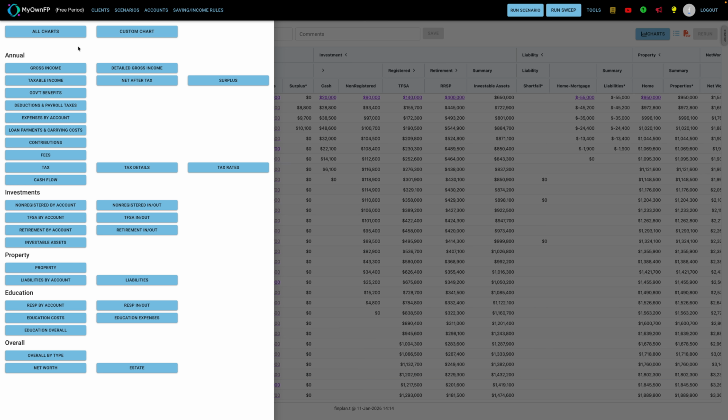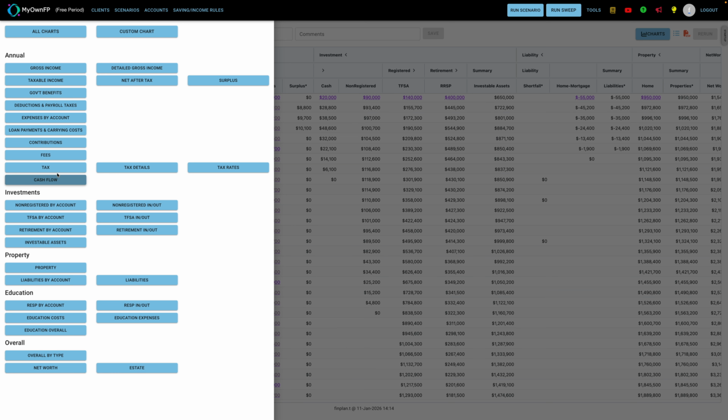This is the main chart view panel. So you can see this gross income will be a summary. This is a detailed one. This tax is the summary. Then there's a detailed one. Taxable income, net after tax, and surplus are kind of all related, so they're all together. You have liabilities by account, and then all the liabilities, RSP by account, and then all the in-out information. So these middle columns, as you go to the right, are mostly more detailed than the ones on the left. So that's kind of that aspect to it.